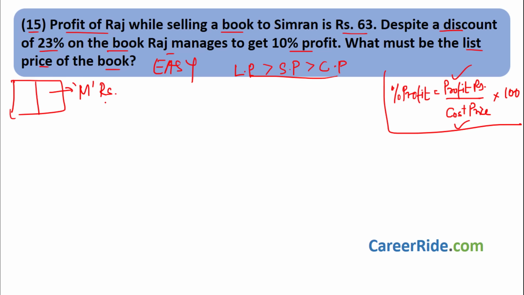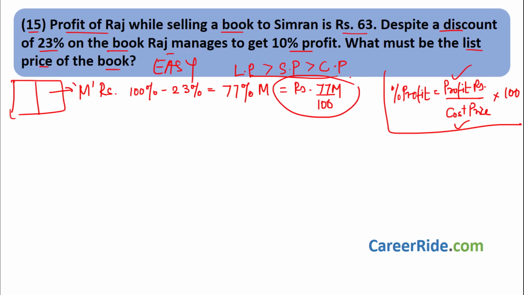Now let the marked price be M rupees. Now Raj gives a discount of 23%, so how much would be the selling price of the book? That would be 100%, that is the price of the book, minus 23% discount, that would be 77% of the original price, that means the marked price. So the book has to be sold at 77% of M, that is rupees 77 divided by 100 multiplied by M. So the book has to be sold at this price by Raj because he is giving 23% discount on the book.